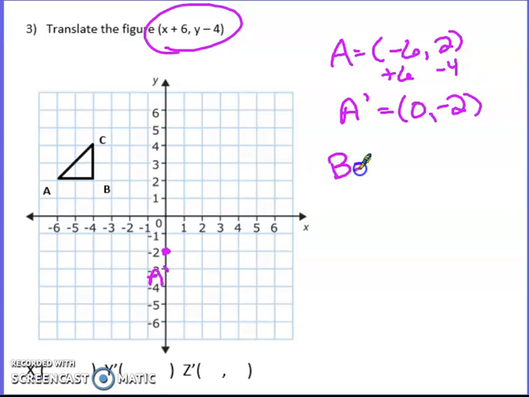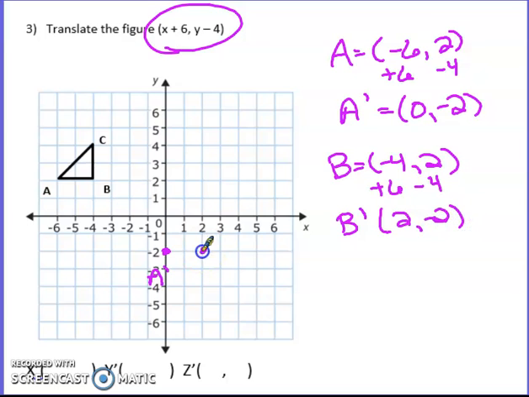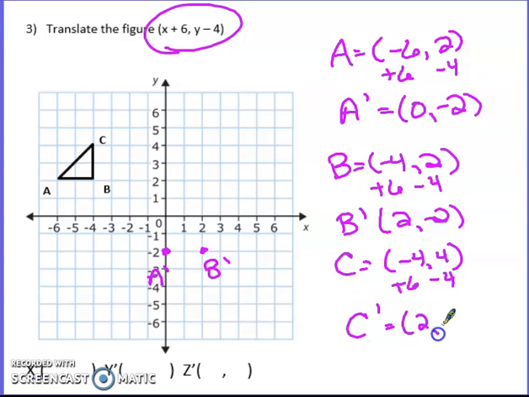If I pull B, B is at negative 4, 2. Again, add 6, subtract 4. So B prime should be at 2, negative 2. So 2, negative 2. C is at negative 4, 4. I'm still going to add 6 and subtract 4. So C prime should be at 2, 0. So C prime.